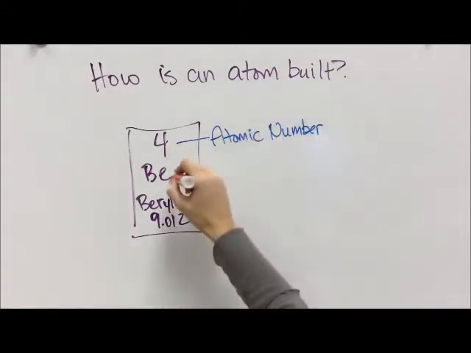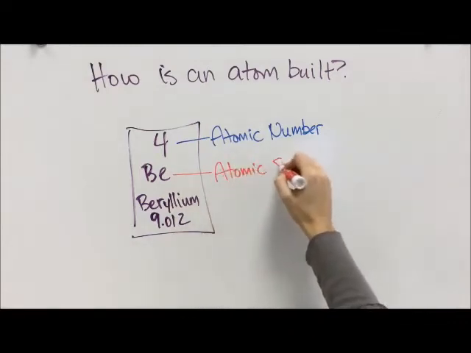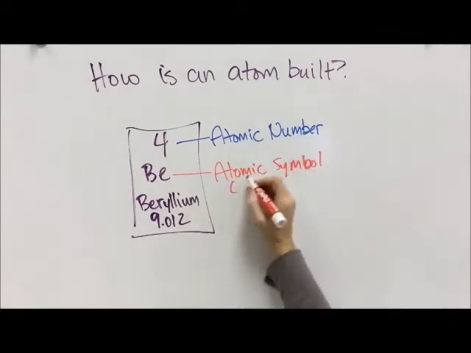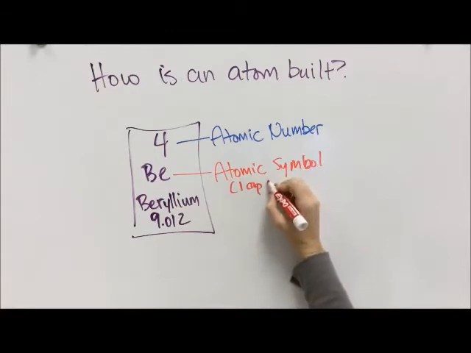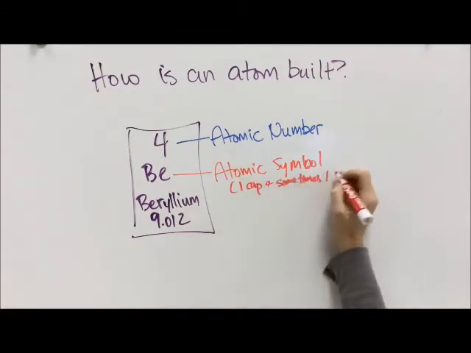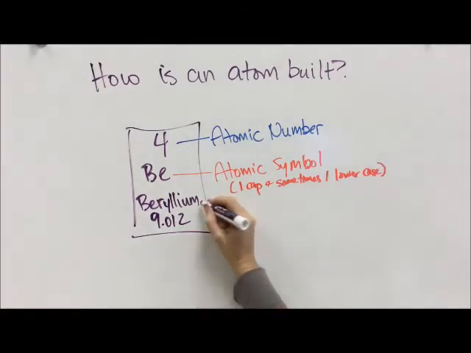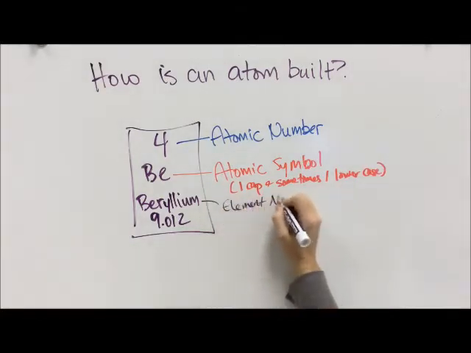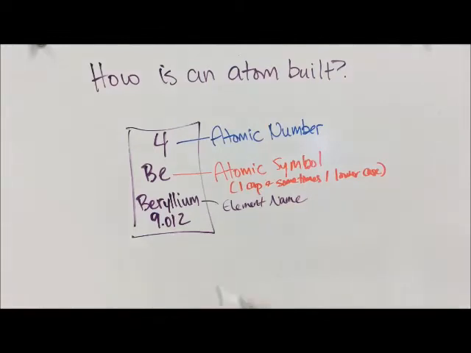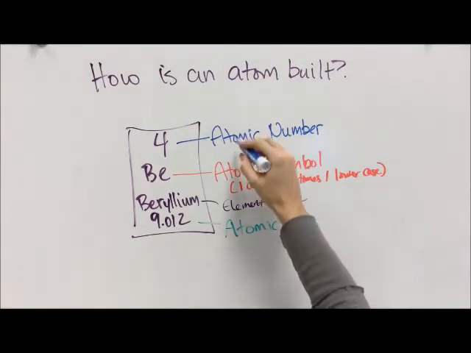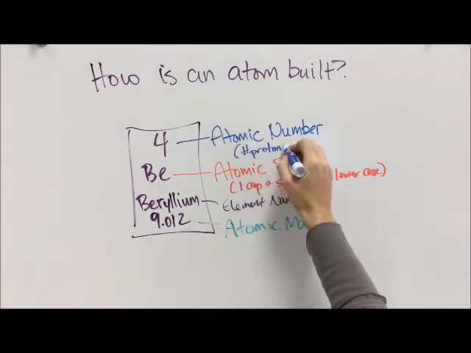We have an atomic number that's always a whole number, an atomic symbol, which is always at least one capital letter, and then sometimes you're going to see a lowercase letter, and we're going to look at that in a second and why they're different. And then we always have an element name. And finally, we have an atomic mass. That atomic mass often is going to have a decimal place, whereas the atomic number will not.